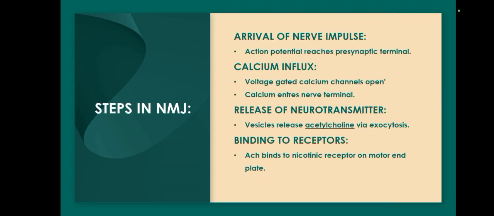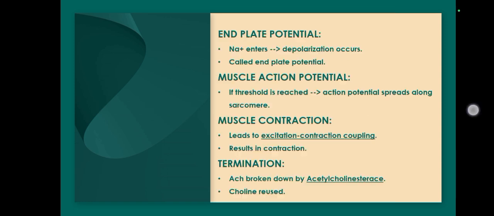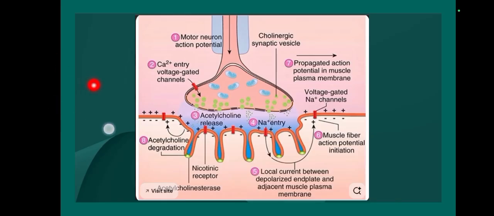So step 2 is calcium influx. The voltage gated calcium channels on the presynaptic terminal open up, leading to the influx of calcium ions. Let's see this also. You can see over here this calcium entry through voltage gated channels.